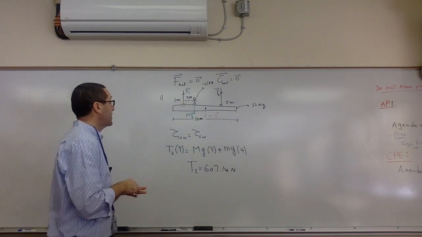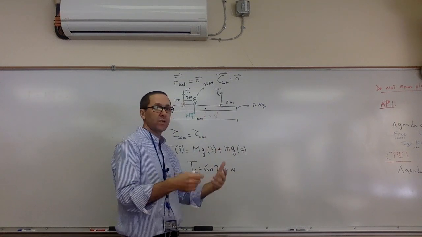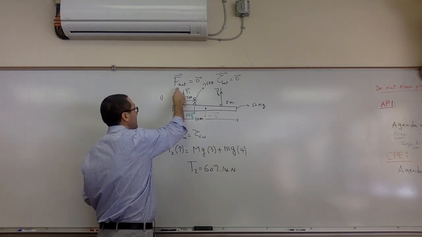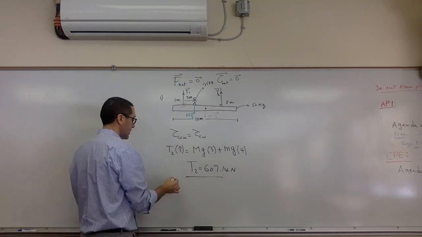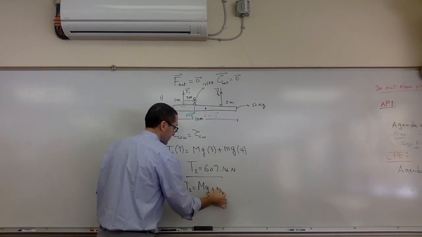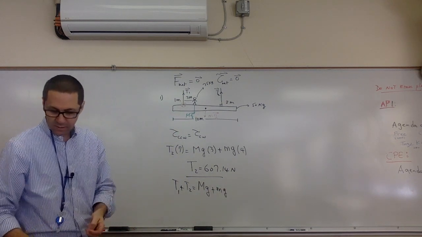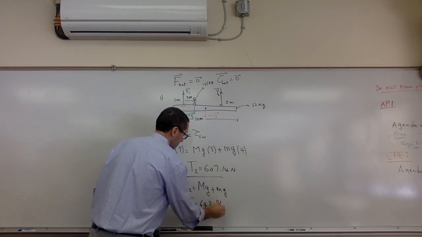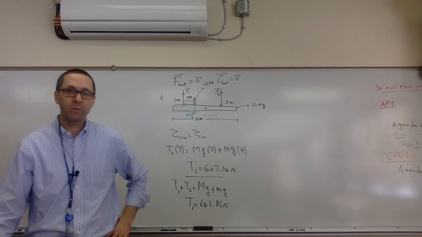Now, in order to find T1, I can do this whole process again by picking the point of application of T2 as my axis of rotation, which is basically coming at you and going into the board. Or I can use F net equals 0, because it's static, it's not moving. Which means forces up altogether equals forces down. And if you do the math correctly here, you should get T1 equals 642.86 newtons.